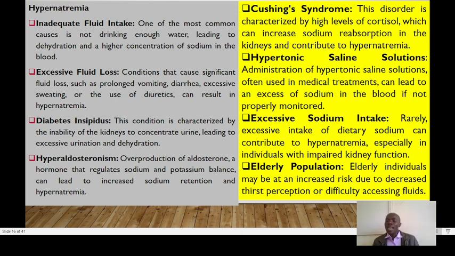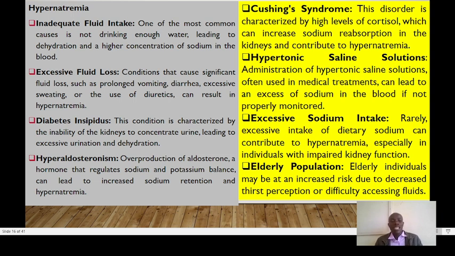What about hyperaldosteronism? This is normally characterized by overproduction of aldosterone, and aldosterone is the one that is responsible for regulating sodium and potassium balance, and this can lead to increased sodium retention, also contributing to hypernatremia. In Cushing's syndrome, this disorder is characterized by increased level of cortisol that can increase sodium reabsorption in the kidney, also contributing to hypernatremia.